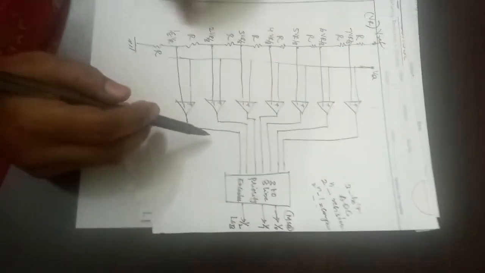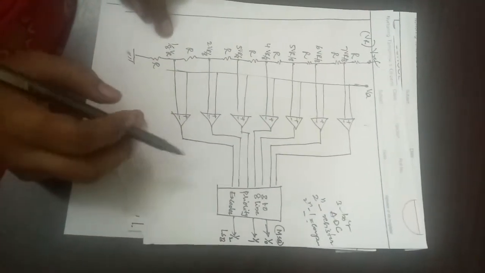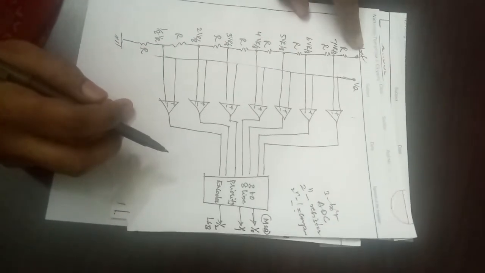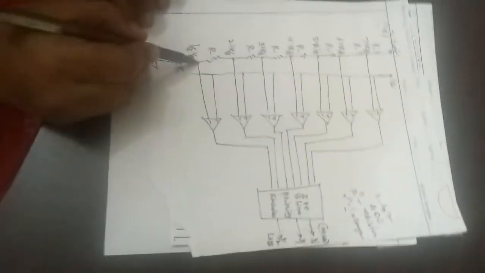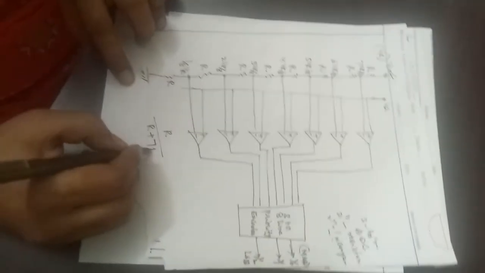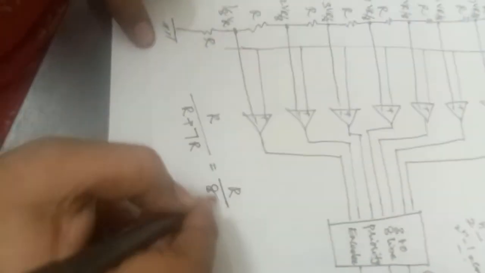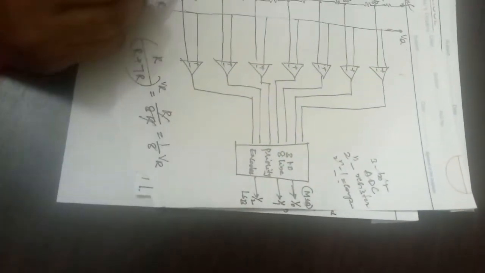These 8 resistors are connected in the form of a voltage divider network, and all these resistors are connected to the V reference. This is designated as VR. As it is a voltage divider network, suppose at this node you see the voltage. What is it? The voltage across this resistor means R by the total resistance. Total resistance is R plus the remaining resistors, 7R. That means R by 8R. So R cancels, 1 by 8 VR. The voltage at this point is 1 by 8 VR.